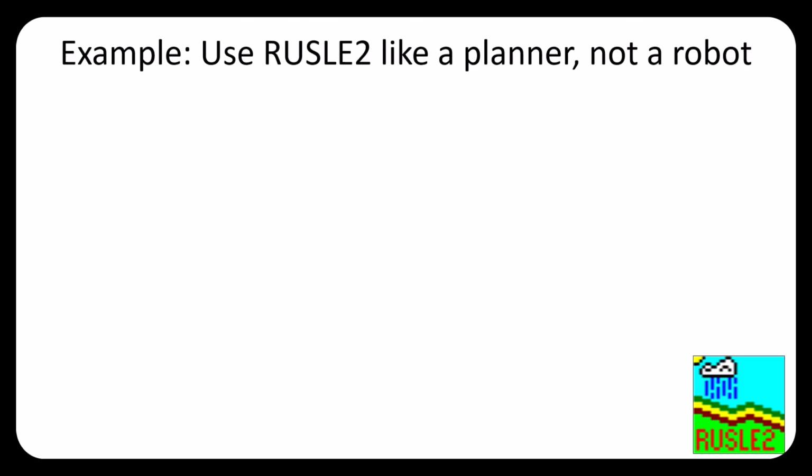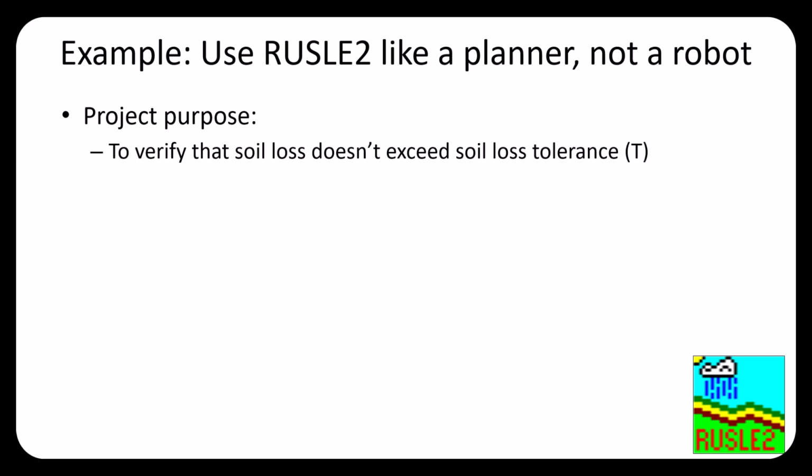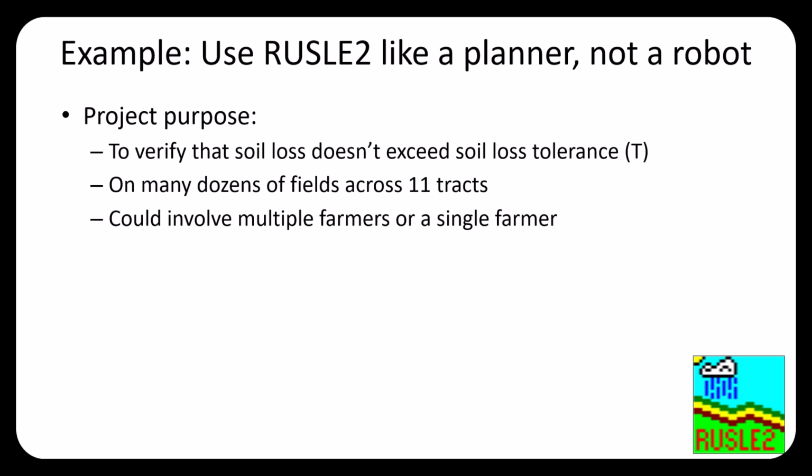So here's a practical example illustrating how to apply some of the advice we've just given you about thinking things through before you fire up the software. In this example, our purpose is to verify that sheet and rill erosion, soil loss, doesn't exceed soil loss tolerance, or T, on many dozens of fields across 11 tracts. Those fields could be managed by a single farmer or by multiple farmers, that doesn't really matter. So a robotic strategy for tackling this project is simply to do RUSLE runs for every field and management scenario on those fields. Just run them all, dozens of RUSLE2 calculations.